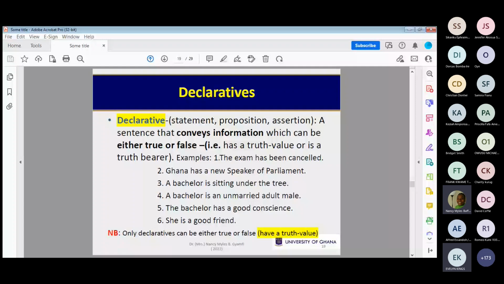Declarative has alternative names: statement, proposition, assertion. Now, what will make you see a sentence and call it a statement? You can see a sentence which is just interrogating. That's a question. You could see a sentence that is imperative. It's telling you to do. But sometimes when you see a sentence, it is not just instructing or telling you to perform an action, but it is conveying information to you. It is giving you information.